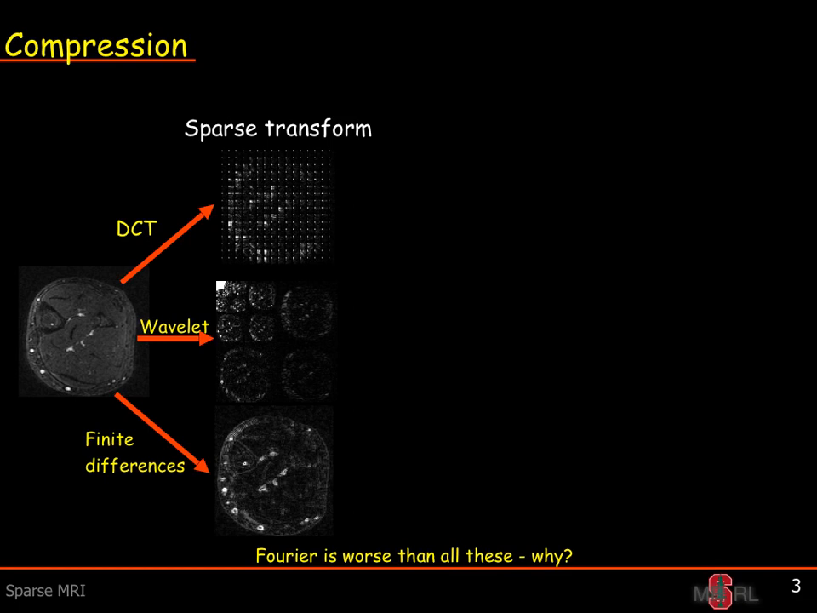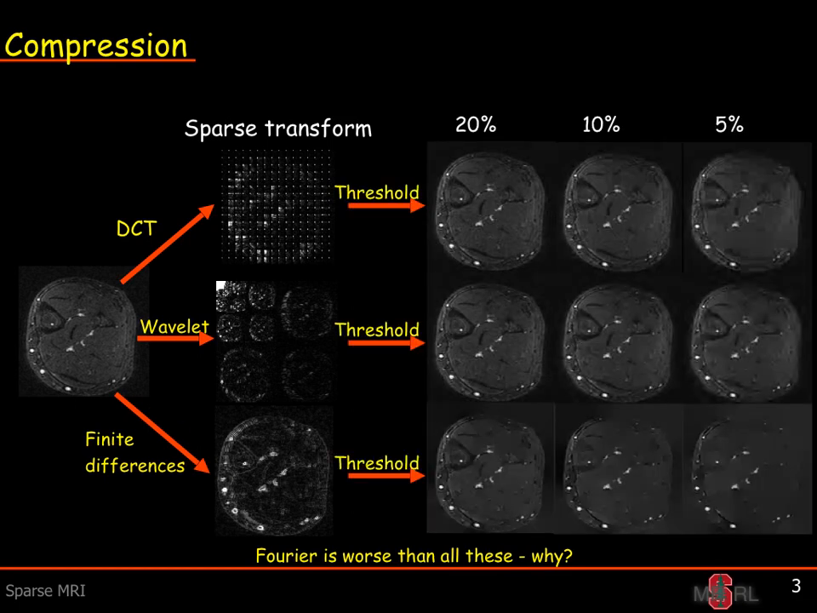Here's an example of an image of the calf, to which we've applied different transforms in hopes of sparsifying it: a discrete cosine transform, a wavelet transform, and finite differences. We then threshold the coefficients by their amplitude. In this column we've taken the top 20% by amplitude of the coefficients, then the top 10% and top 5%. It turns out we can throw away most of the coefficients using any of these transforms, although different transforms differ in the degree to which we can compress the image.